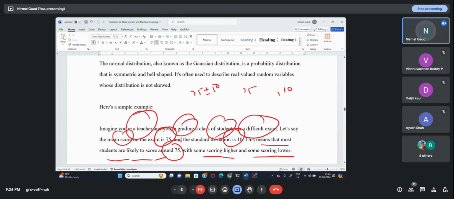So we can have 85 also, we can have 65 also. Something like that we can have.